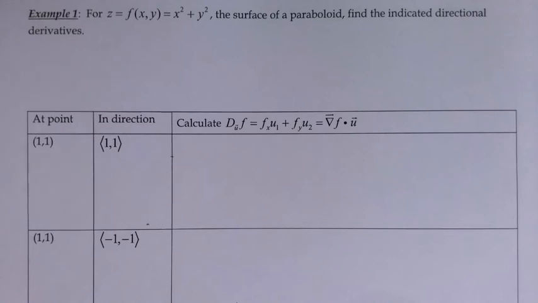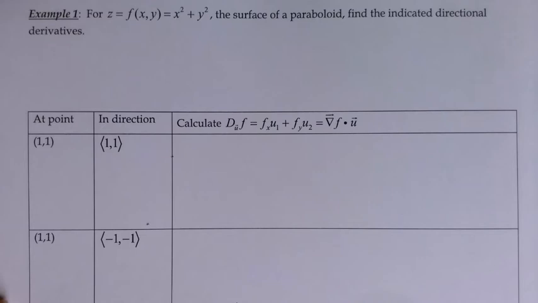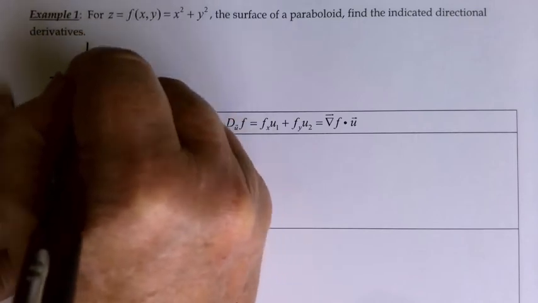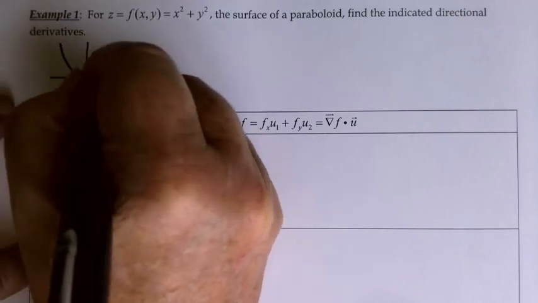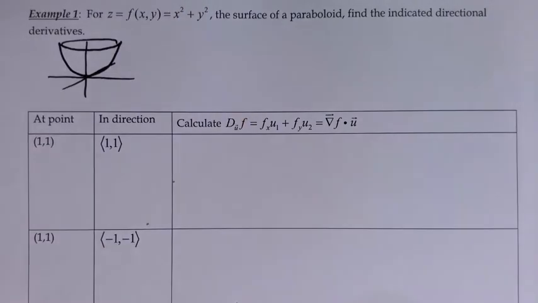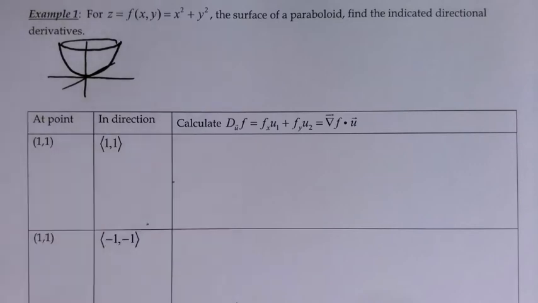So this is section 12.7, part 2, and we're ready to calculate some directional derivatives. We're going to be looking at z is equal to the function x squared plus y squared. It's just the surface of a standard paraboloid centered at the origin. Right, looks like this. And we'd like to find the directional derivative at a variety of points and in a variety of directions.